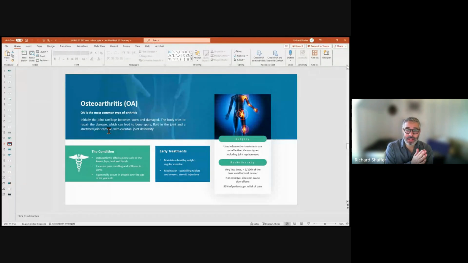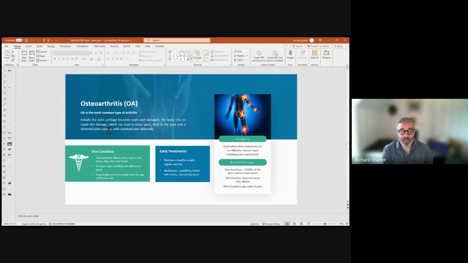But really, then there's this whole space until they need a joint replacement where people are in pain and there's nothing really that helps. And this really is where I feel that radiotherapy can have its most effect. As I say, we use a very, very low dose, a total dose of 3 Gray and 6 fractions, given over 2 to 3 weeks.